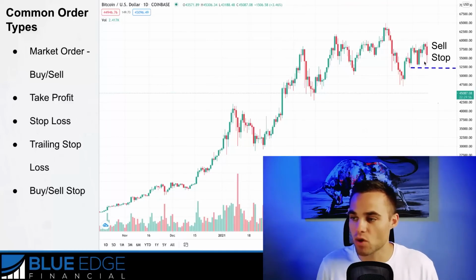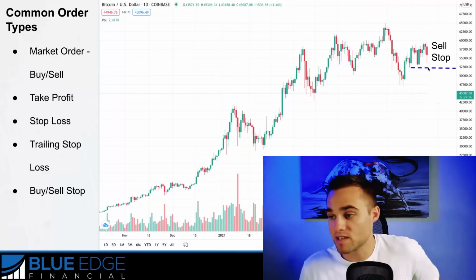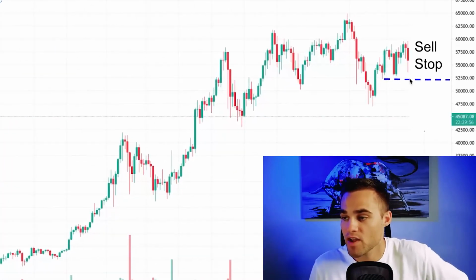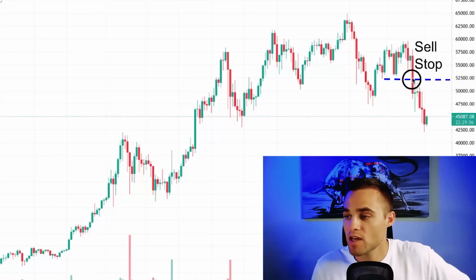Now a sell stop is the total opposite, right? We could put a sell stop down right here, and when price moves to this level or past this level right here, this is where we're going to enter the trade. So we would have entered the trade right there, okay?